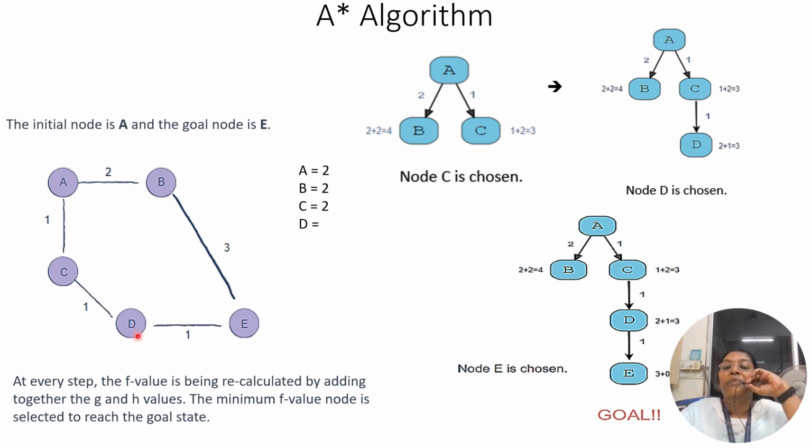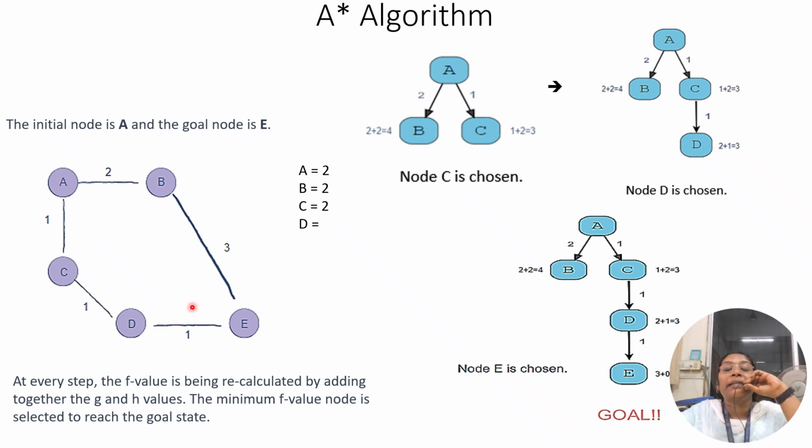Next, D is connected to E. So g of n is 1 plus 1 plus 1, 3, and E has h of n as 0. So now the f of n is 3, which is the least. With this, it will not stop, because B is already in the open list. So it will also try to find the f of n when the path is from A, B, and E. So 2 plus 3 is 5, 5 plus 0 is 5.